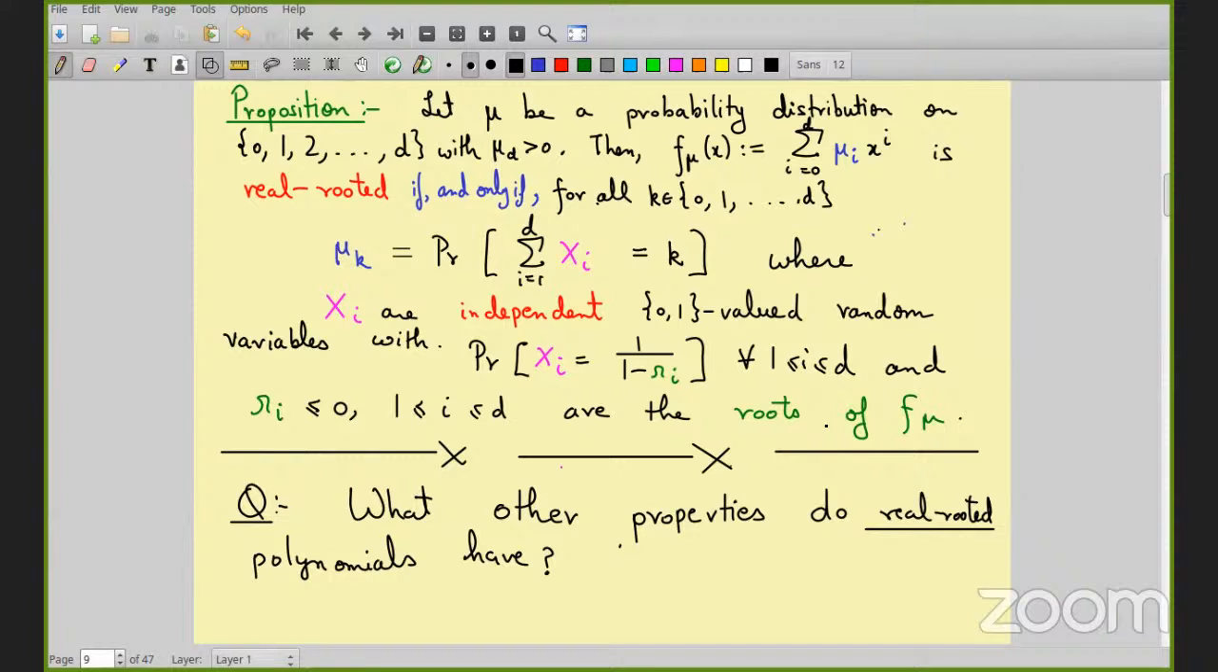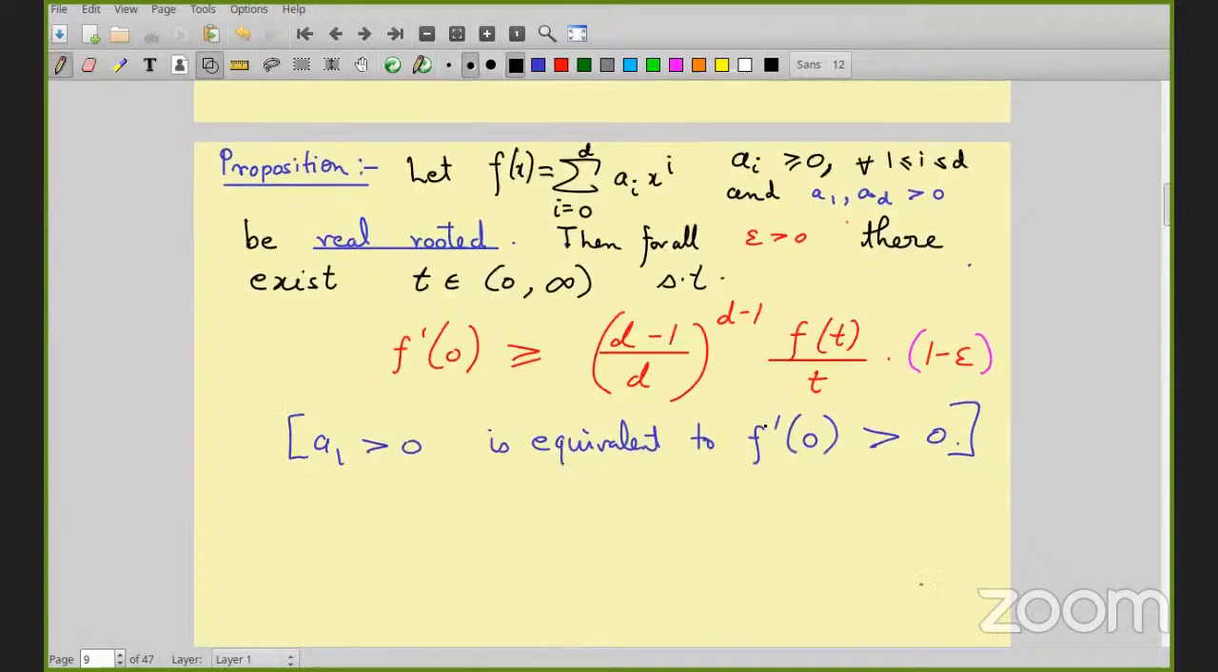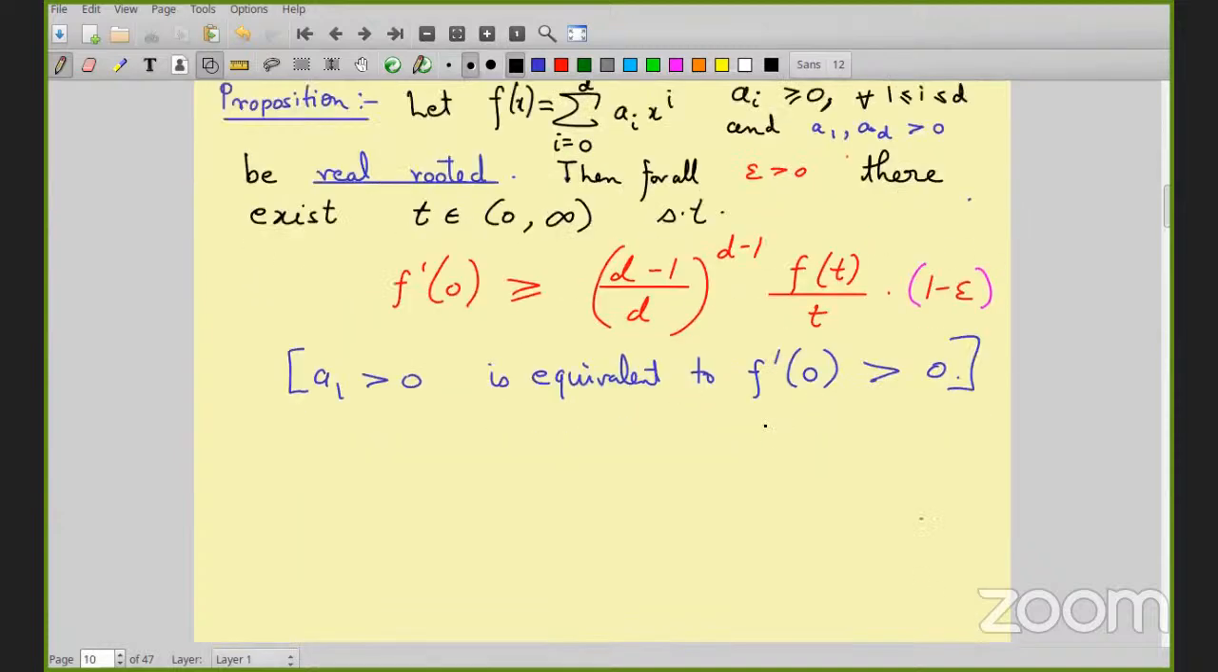Okay. So now the question we want to ask is, what other properties do these real rooted real polynomials have? So here is one that I just dangle in front of you, and we'll use this later. And we'll also prove it. It's not hard. This might look more technical than the previous one.